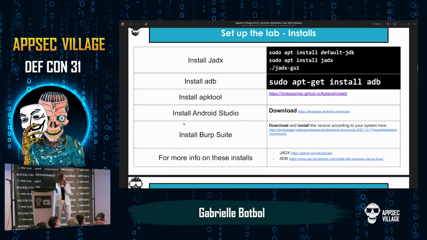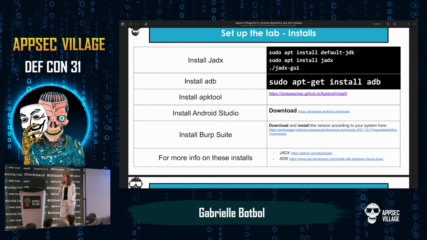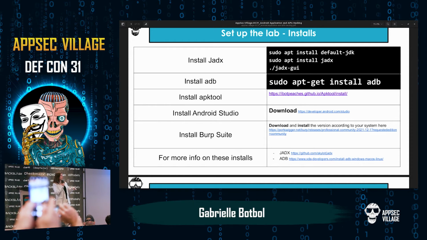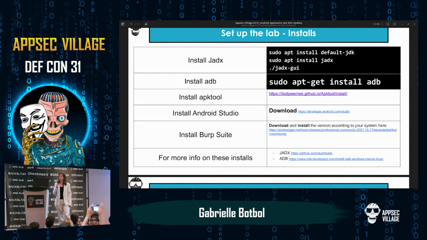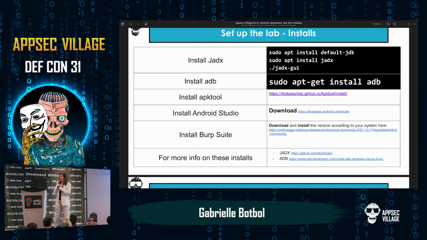So this is the setup for the lab, so how to install. This is made for Ubuntu, but if you check the resources at the end of the presentation, you will find the info for other systems. For JADX, you need Java, and you can use the command on the screen to install Java, and then you just launch it with ./jadx-gui. For ADB, you can also use the command on the screen. It's really, really straightforward. And for APK tool and Android Studio, just go to the links and follow the steps. The documentation is very good, so you should be all set for this.